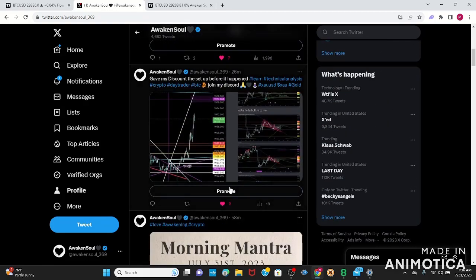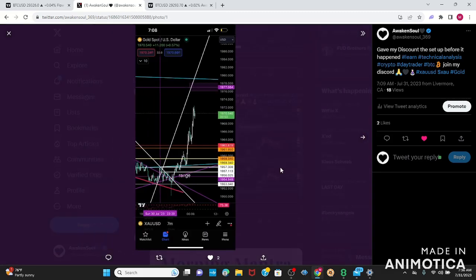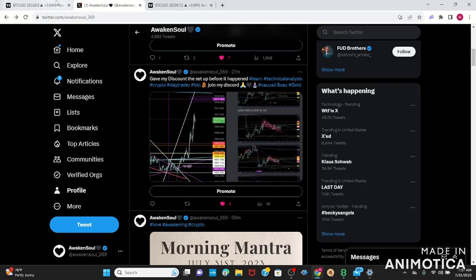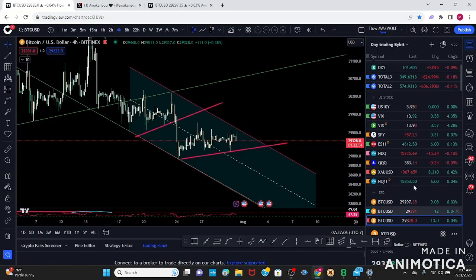And I was just sharing this morning this beautiful play of gold. I shared it with my Discord last night. I told them this looks hella bullish. I am from the Bay, so hella is the common word here. But look at this. I'm still waiting for target to hit. I am in beautiful profits. But yeah, go ahead and give me a follow. I am the queen of charts.